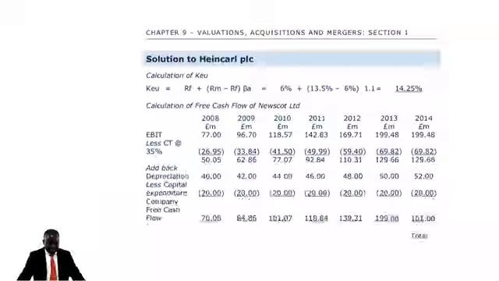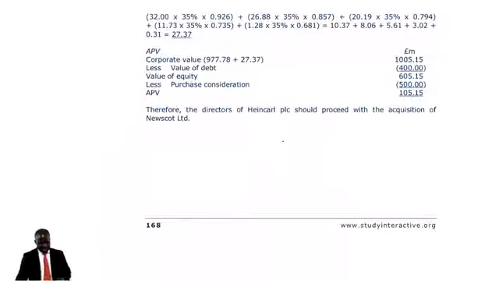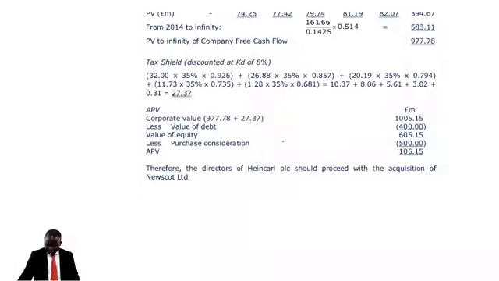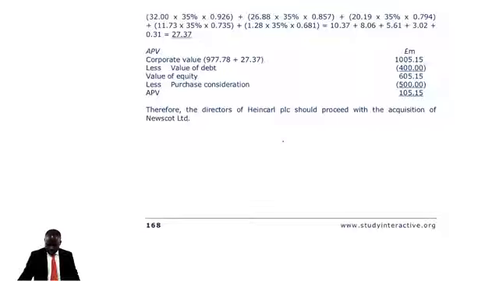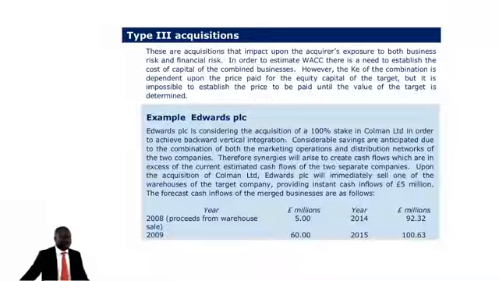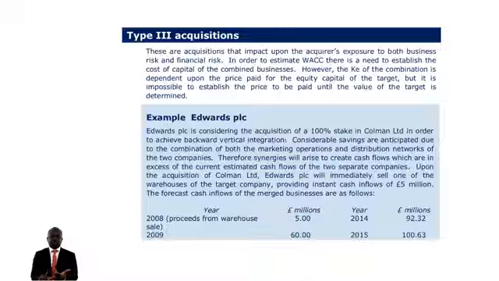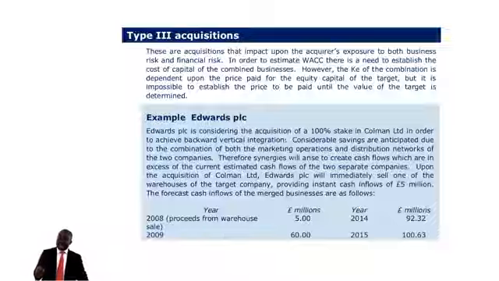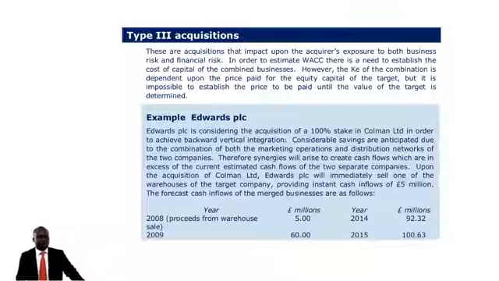Now let's go to the last type of acquisition. Okay, let's go to the last type of what? Acquisition. Okay, so acquisition type 3. What is the acquisition type 3? Acquisition type 1, we said business risk stays the same, financial risk what stays the same. Acquisition type 2, business risk what stays the same, financial risk changes. Acquisition type 3, business risk is going to change significantly, and financial risk is also going to change.